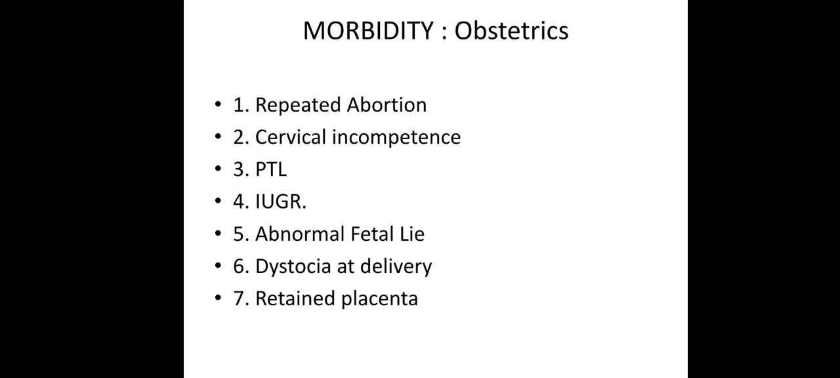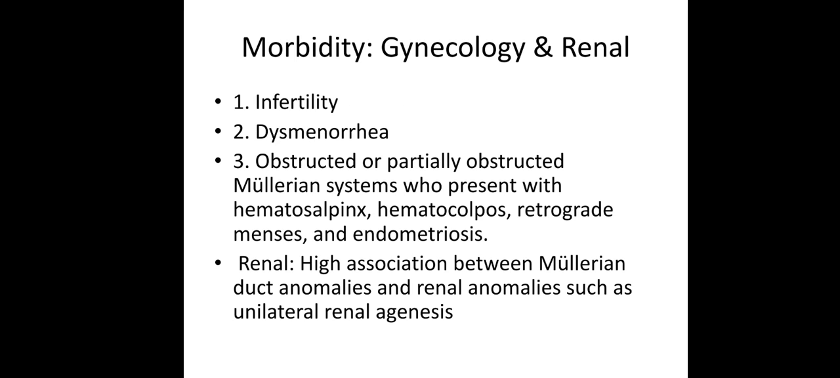Then sometimes some of them might present with dystocia at delivery, especially because again it's a developmental problem, depending on the structure and function of the cervix and the lower uterine segment, how it is formed. Then some of them might present with retained placenta. The placenta might get trapped in one of the horns, if it's a bicornuate uterus or a septate uterus, and it is not going to get expelled by the normal contractions of the uterus.